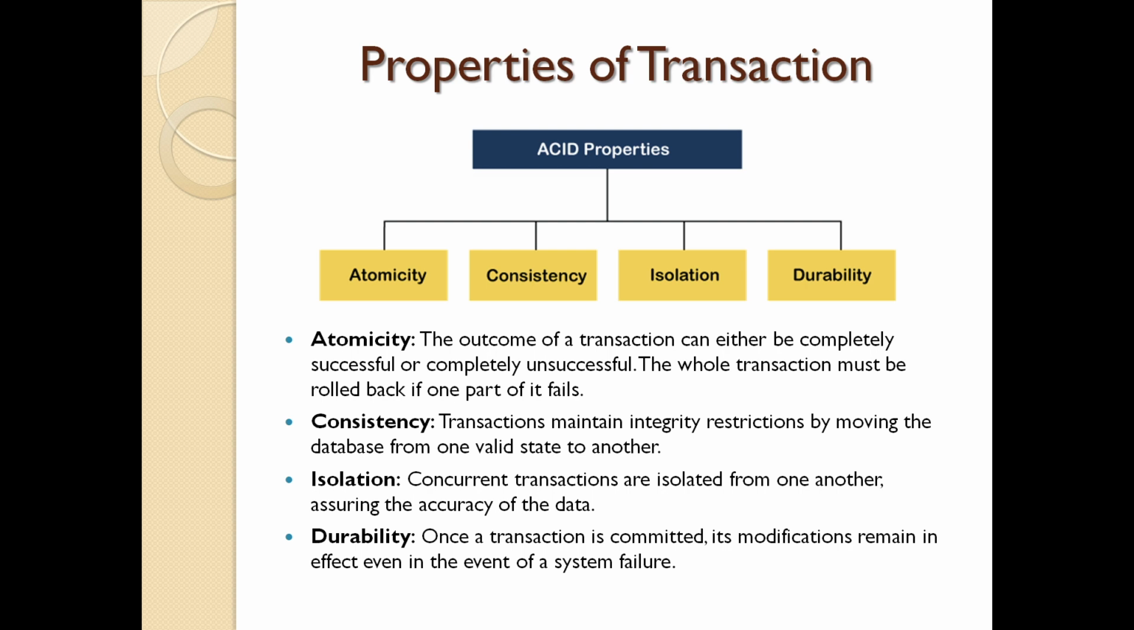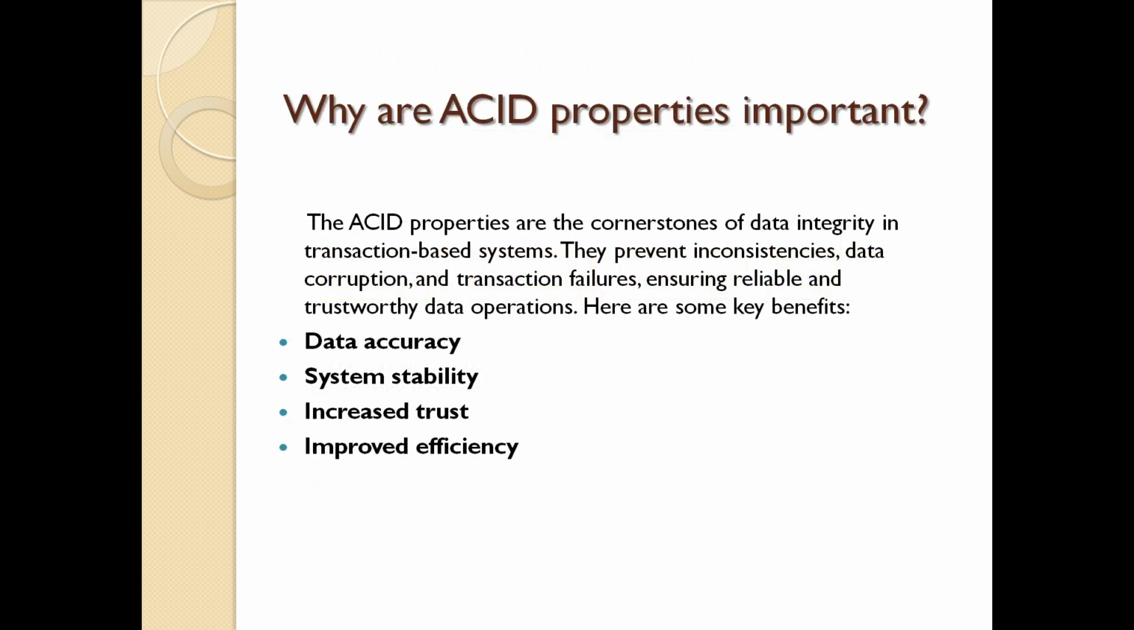Consistency: transactions maintain integrity restrictions by moving the database from one valid state to another. Then isolation. Isolation states that if there are multiple transactions, each transaction is isolated, which ensures the accuracy of the data. And then durability. Once a transaction is committed or completed, the changes remain constant even if there is a system failure. So why are ACID properties important?